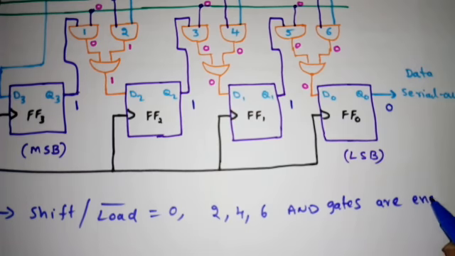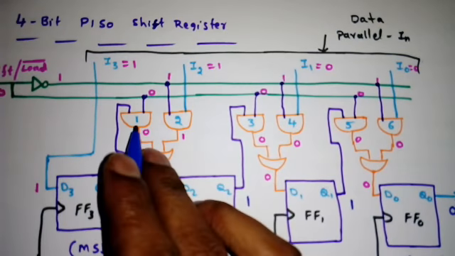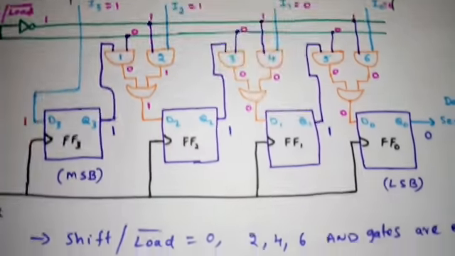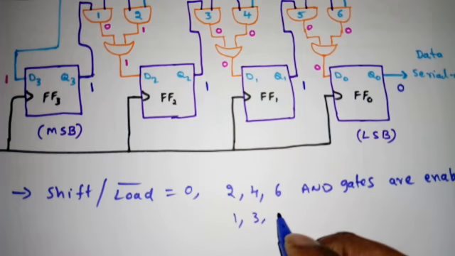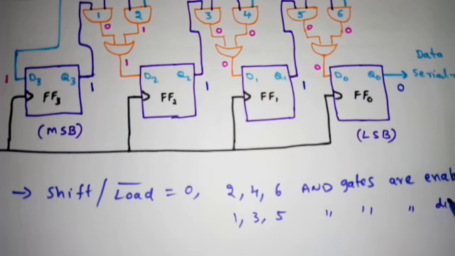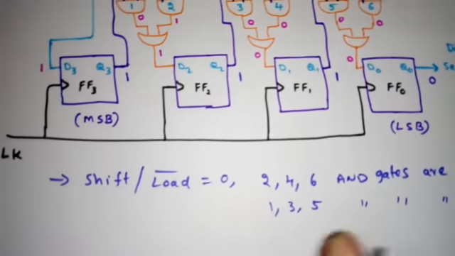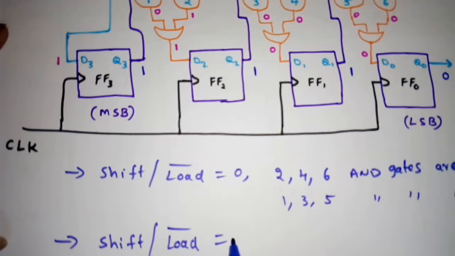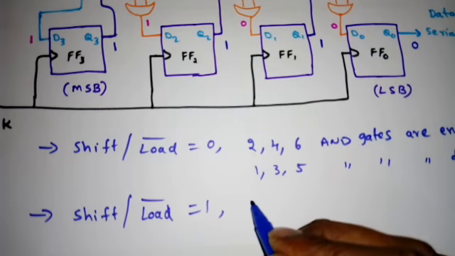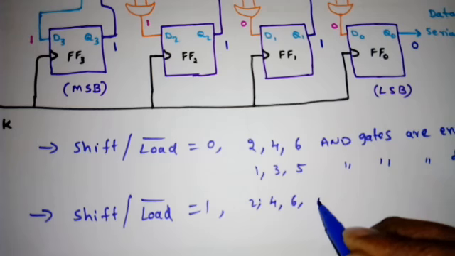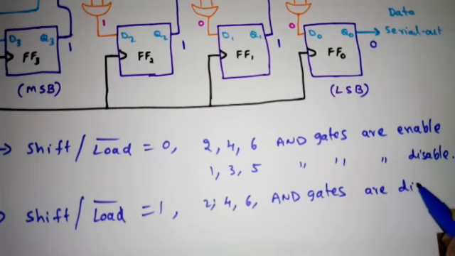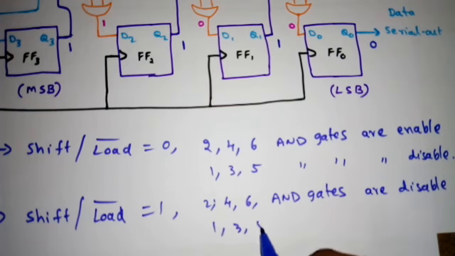Now what happened to the other gates, 1, 3, 5? One input of these AND gates is 0, so 0 into anything will be 0. So those will be disabled. So the 1, 3, 5 AND gates are disabled. Right? Very simple. Next, what is the next operation? Shift or load bar is equal to 1. So what will happen? Opposite. So the 2, 4, 6 AND gates are disabled, and the 1, 3, 5 AND gates will be enabled. That also we'll see.